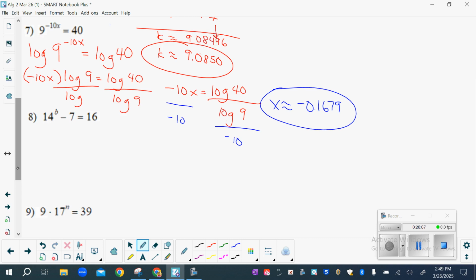Okay, this one's a little different. Let's do number 8. So this is a little different. Got that minus 7 there. We cannot take the log of both sides until we get this 14 to the power by itself. Add 7 to both sides.